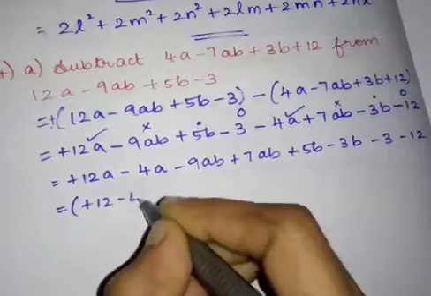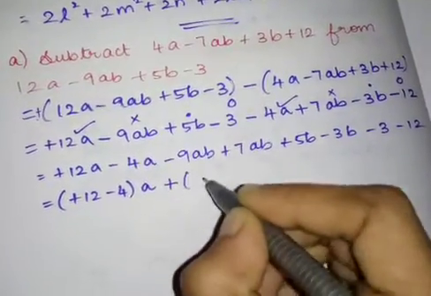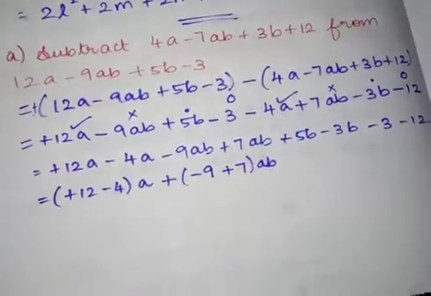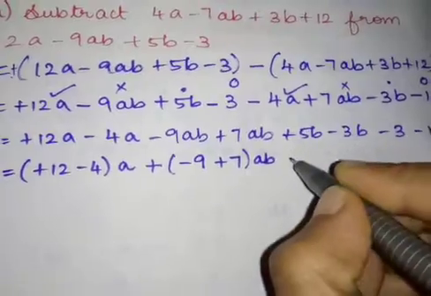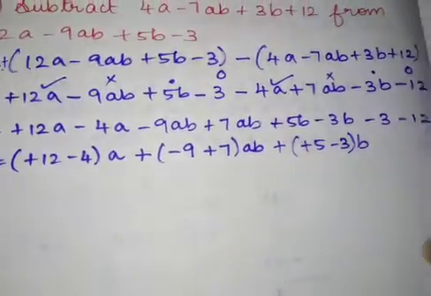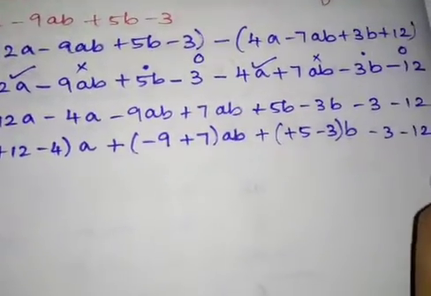Plus 12 minus 4 into a, plus minus 9 plus 7 into ab. Next plus 5 minus 3 into b. Correct? Next minus 3 minus 12. Constant terms you will write as usual.